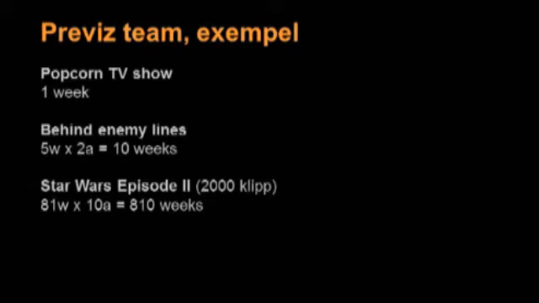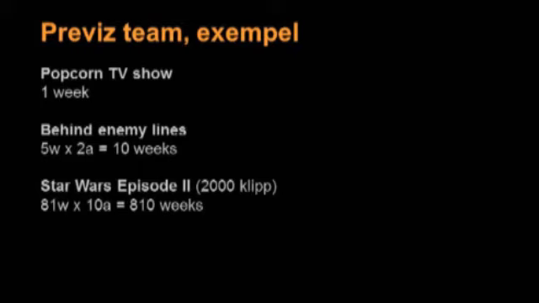In the movie Behind Enemy Lines, they made quite simple, low quality, rough previs of most of the movie. So there were 2 people working approximately 5 weeks, a total of 10 man weeks that they spent on previs.